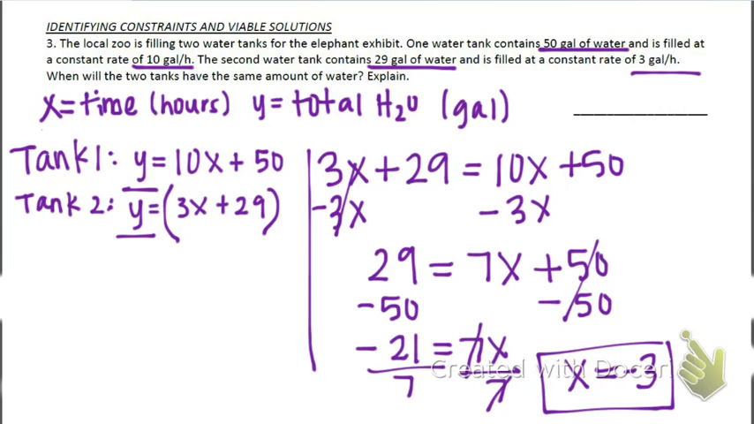No. So in a word problem, you always have to assess your answer to see if it makes sense. This should also make sense if we have two tanks that are the same size, and one already has 50 gallons and is filling way faster than the second tank that only has 29 gallons and is filling at a rate of 3 gallons per hour. Does it make sense that they would ever have the same amount of water in them? Tank 1 is filling up way faster, right? So we would say that these two tanks never have the same amount of water.